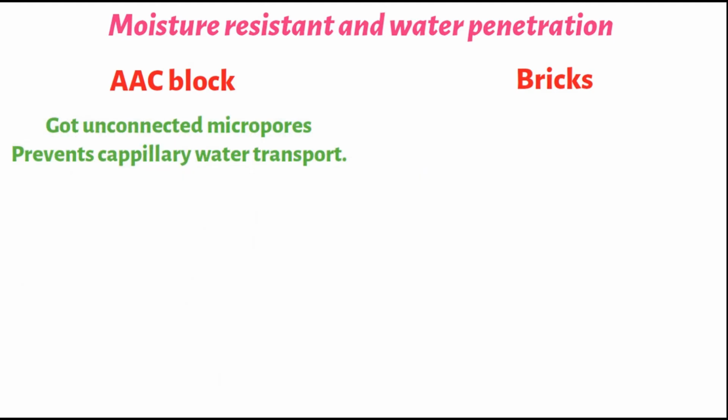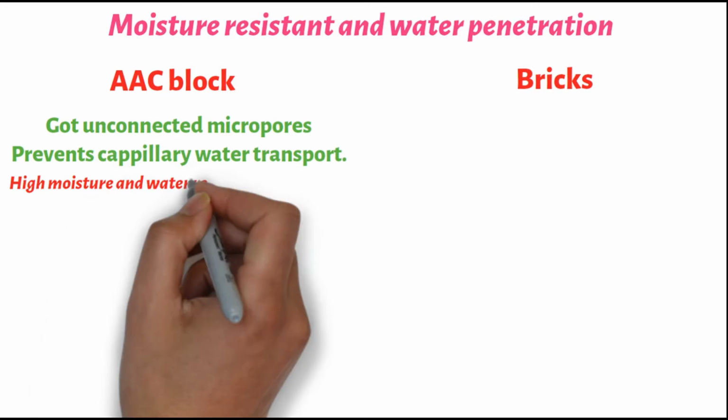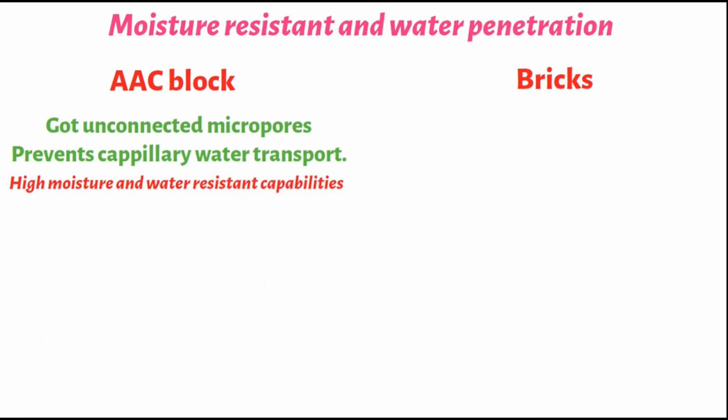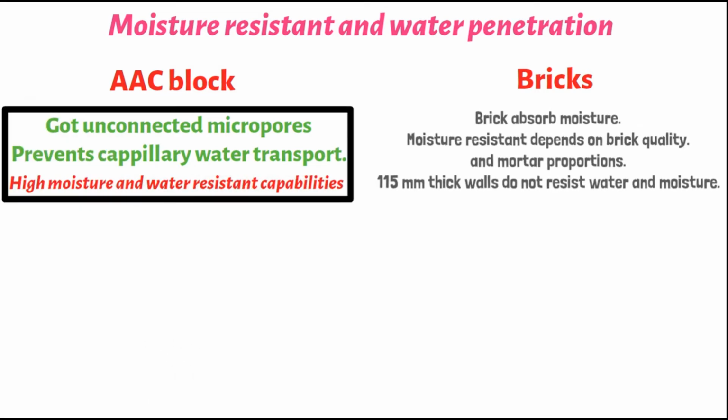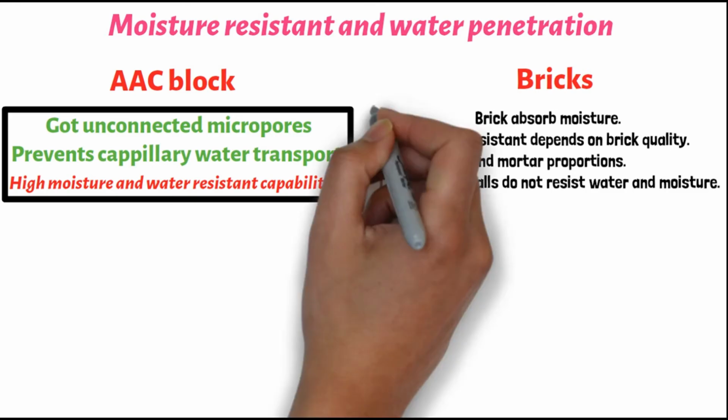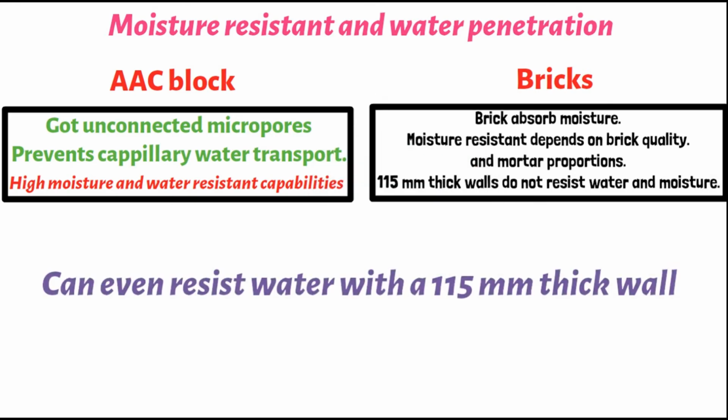Next, moisture resistance and water penetration qualities of AAC blocks. AAC blocks have unconnected micropores, and this prevents capillary water transport. They have high moisture and water repellent capabilities. Bricks absorb moisture, and their moisture resistant properties depend on the brick quality and mortar proportions.